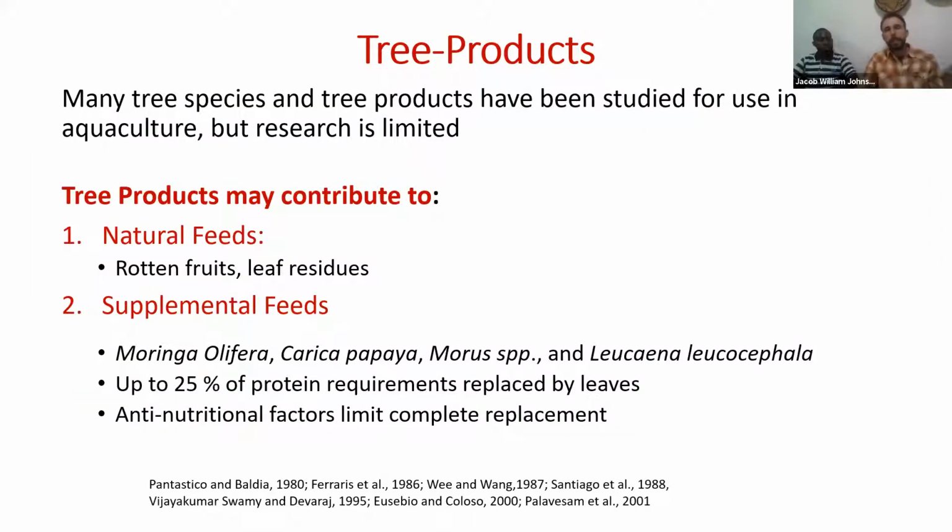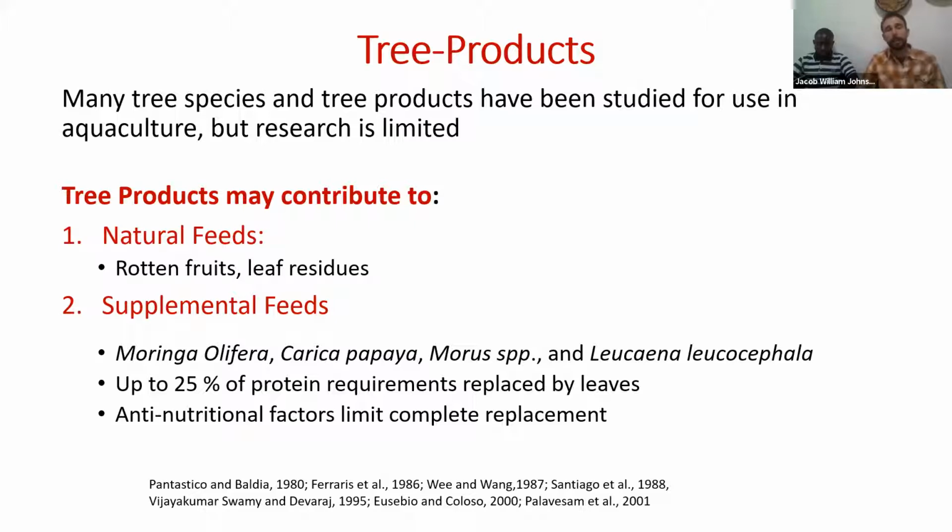So many tree species and tree products have been studied throughout the years for use in specifically aquaculture, but this research is limited. Tree products can contribute to aquaculture in a few ways: through natural feeds, like we talked about, through rotten fruits and leaf residues, through supplemental feeds.